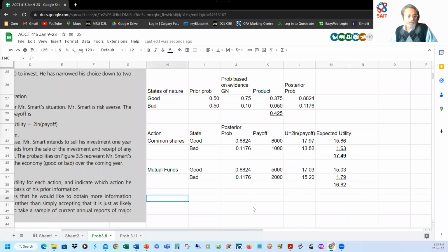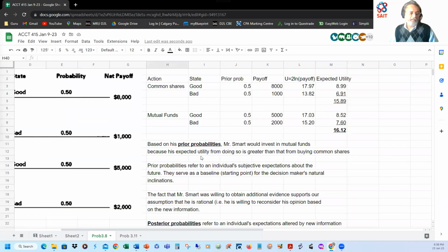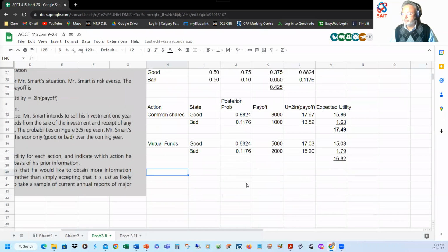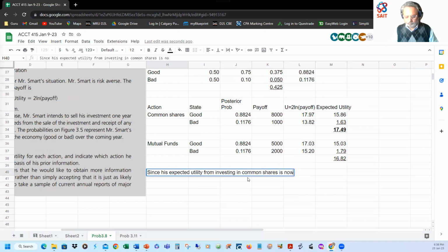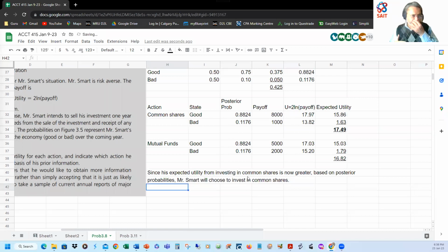And remember that since Mr. Smart is a utility maximizing individual, he will change his decision now. Instead of choosing to invest in mutual funds, he will now go with common shares. So our conclusion here would be Mr. Smart will now choose to invest in common shares.